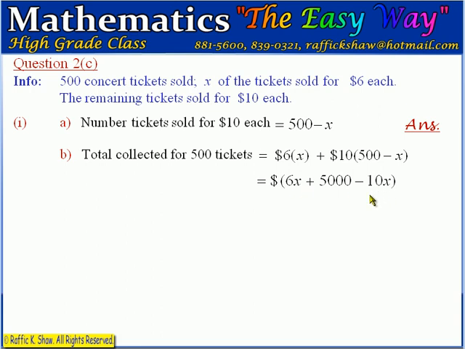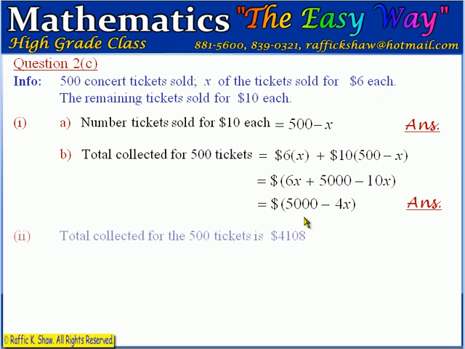6x minus 10x is minus 4x, and so the expression inside the bracket here reduces to 5,000 minus 4x dollars, and that's an expression for the total collected for the 500 tickets. 5,000 minus 4x dollars. That's the total collected for the 500 tickets. Let's move down to part 2.